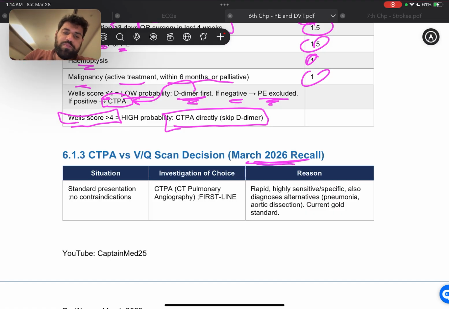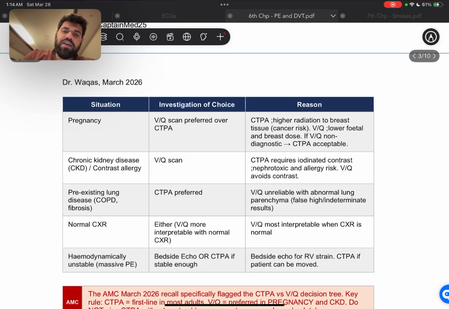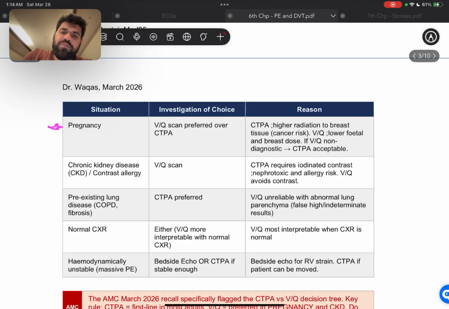The first one is a standard presentation with no contraindications. We do CTPA, CT pulmonary angiography, as first line. The reason is that it's rapid, has high sensitivity and specificity, and also diagnoses alternatives such as pneumonia and aortic dissection, and it is the gold standard. So CTPA is the best one if there are no contraindications. If it's a pregnant patient, we move on to VQ scan, and this is preferred over CTPA because CTPA has higher radiation to breast tissue, and VQ has a lower fetal and breast dose. If the VQ scan is non-diagnostic, then we do CTPA.